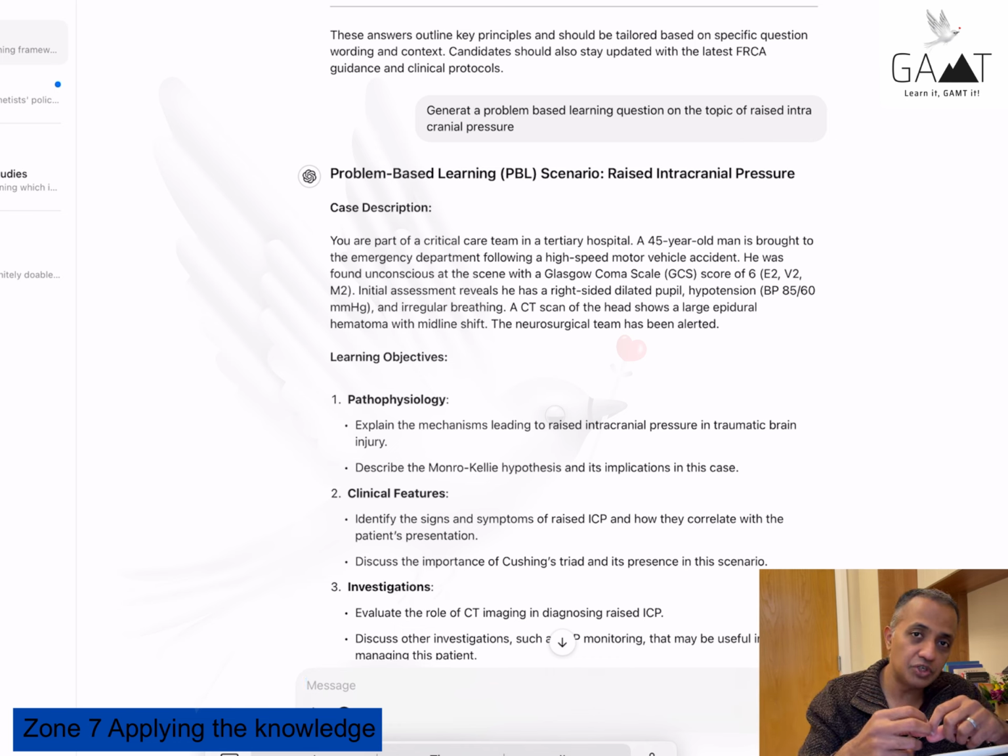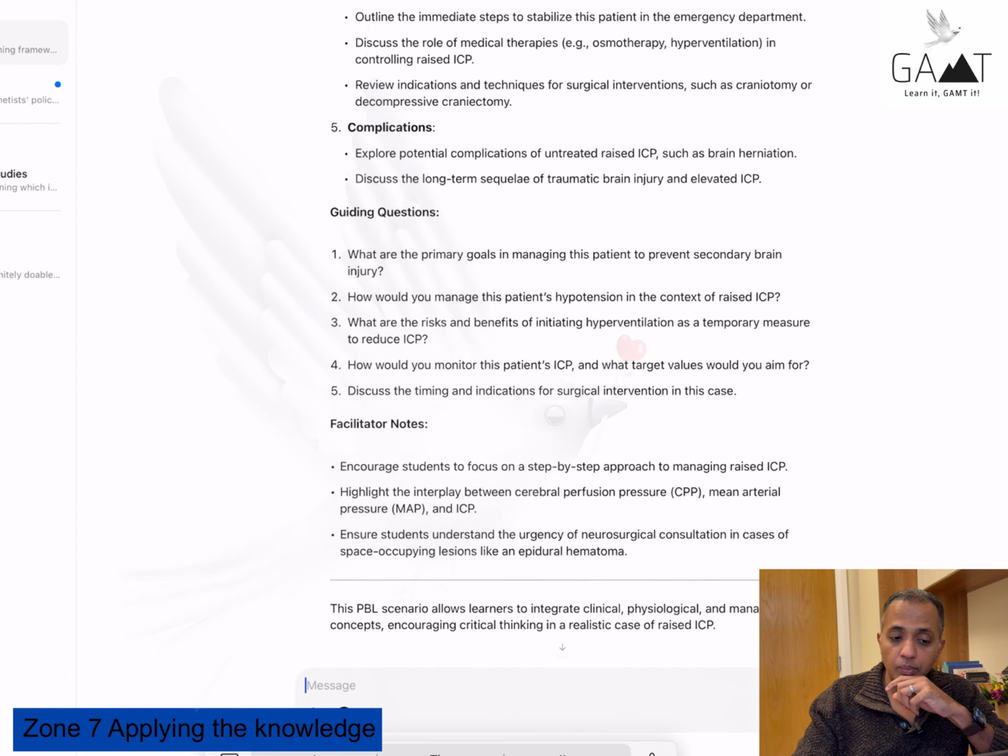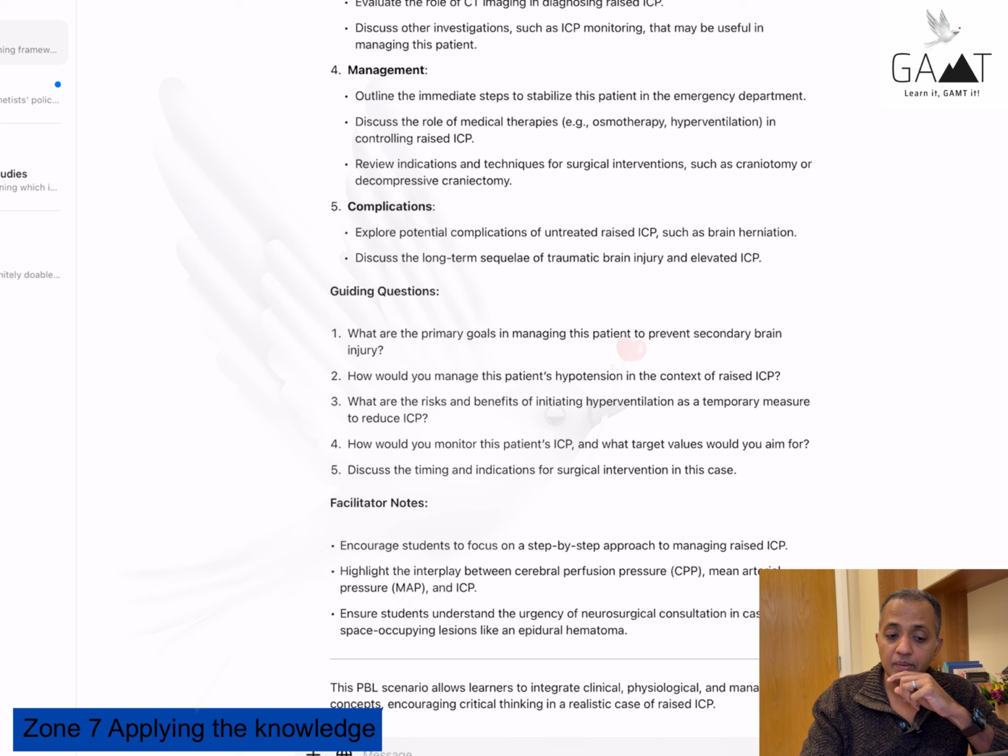This is one of the very efficient ways to apply the knowledge and have a long-term understanding of the concept or retention of the topic. Okay, problem-based learning, very important. So what are the investigations? What are the complications? What are the primary goals of managing the patient to prevent secondary brain injury? So you're really addressing the same topic but from different angles.